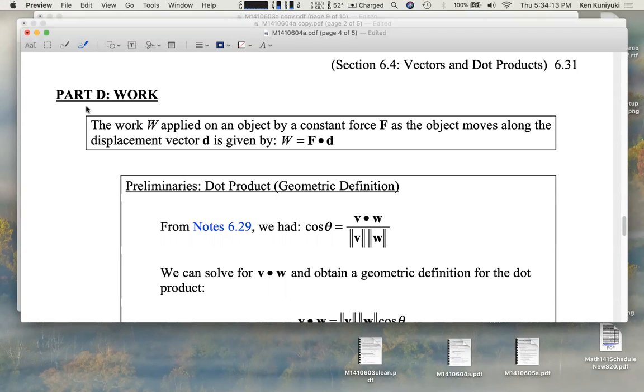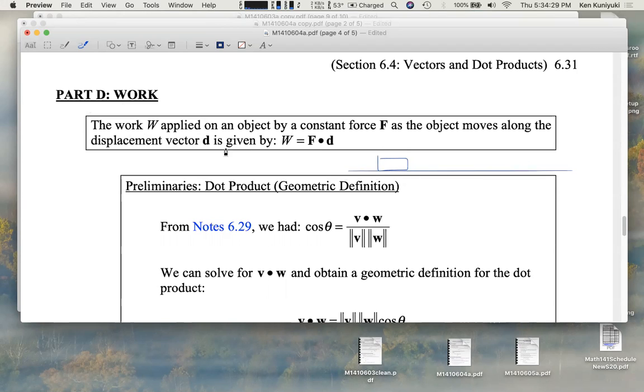Hi, everyone. I'm not going to have you work on this physics principle. It's optional in my class. But here's the idea. The work W applied on an object, let's say a brick that you're trying to move along the floor, all right?